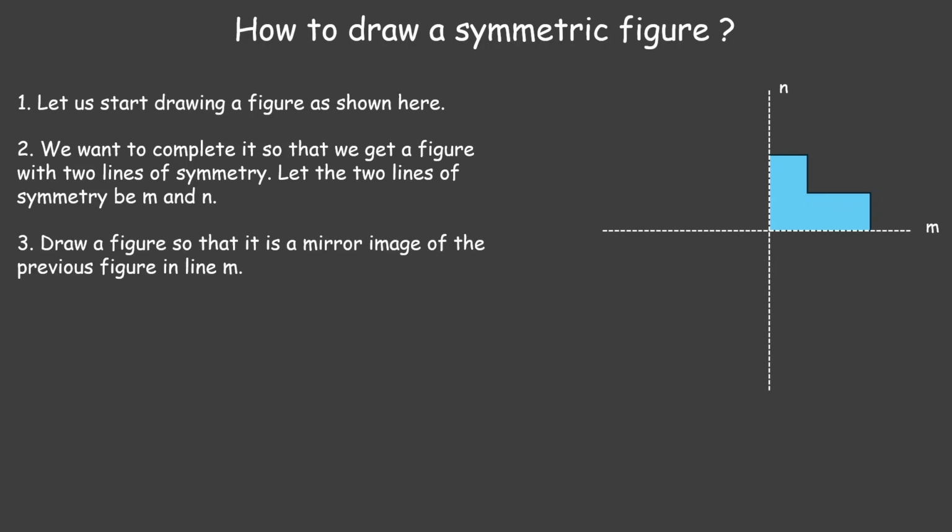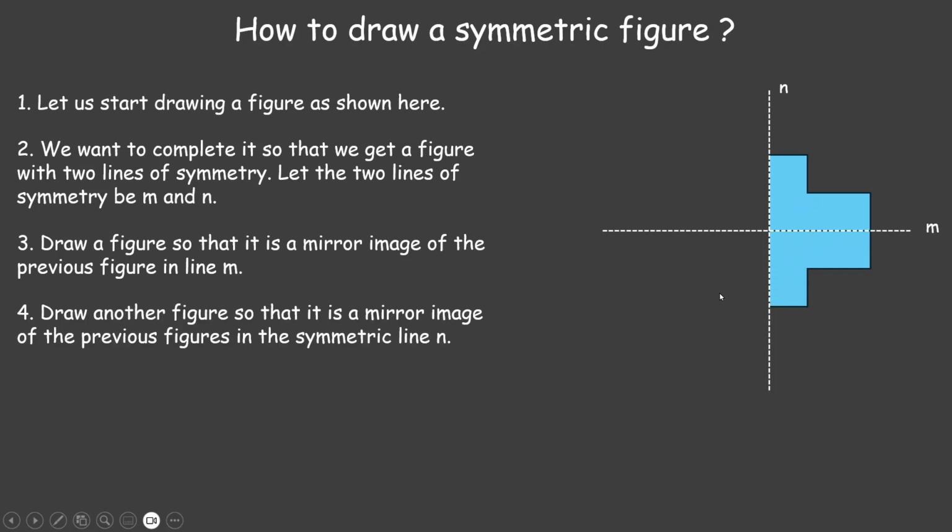Now, we are going to draw a figure so that it is a mirror image of this previous figure in the line M. So basically, we are going to draw a figure over here in this region, which is a mirror image of this. Something like this. Now for the next part, we'll draw another figure, which is a mirror image of this entire figure in the symmetric line N. Something like this. So there we have a symmetric figure with two lines of symmetry.